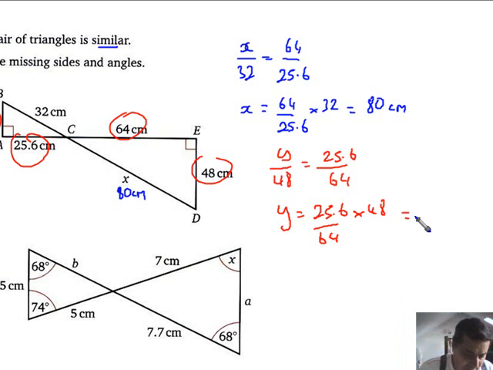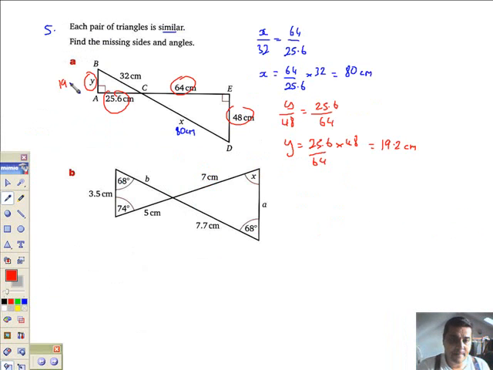And that will give us an answer. So here we go. 25.6, divide that by 64 multiplied by 48, and the smaller corresponding side to the 48 is 19.2 centimeters. Right in there. That's that. Same sort of thing here.